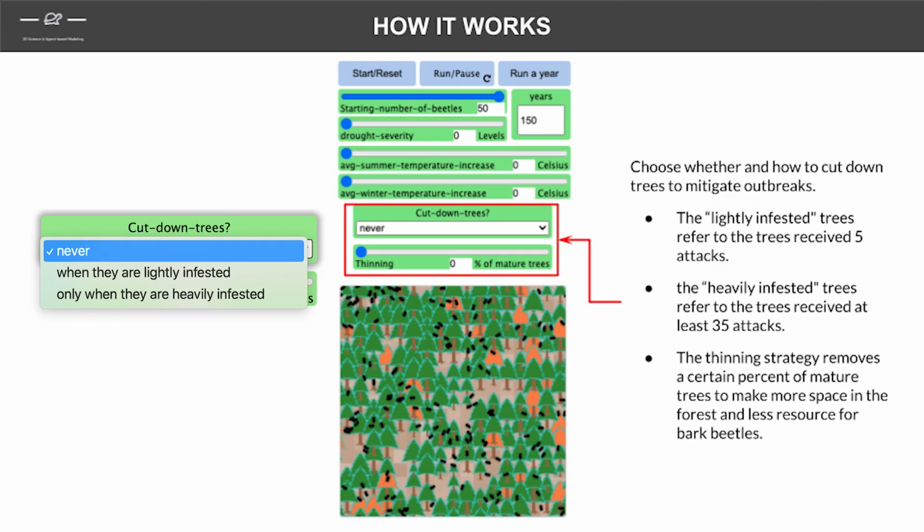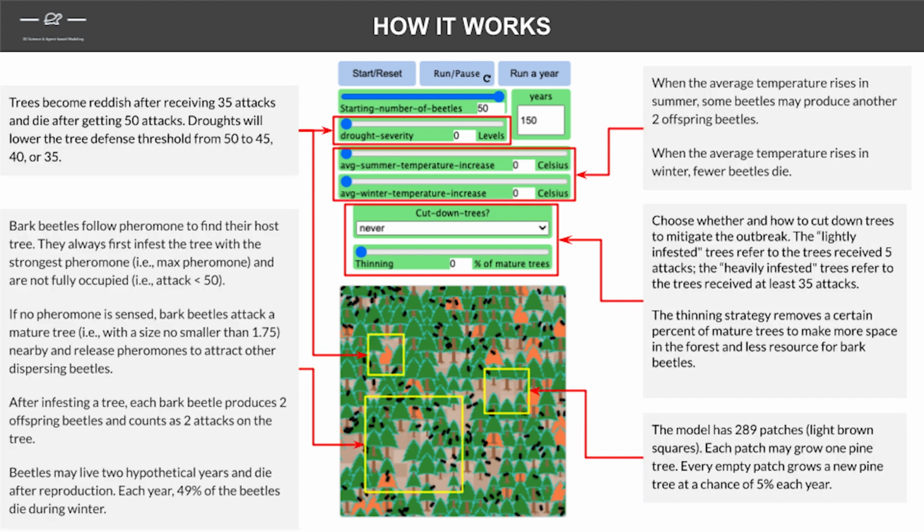There are 3 forest management strategies in the model. You can cut down the lightly infested trees, which are the trees receiving 5 or fewer attacks, or cut down the heavily infested trees, which are the trees receiving at least 35 attacks. You can also cut down a portion of mature trees, no matter whether they are infested or not. We call it thinning. You can find all the information on our website.